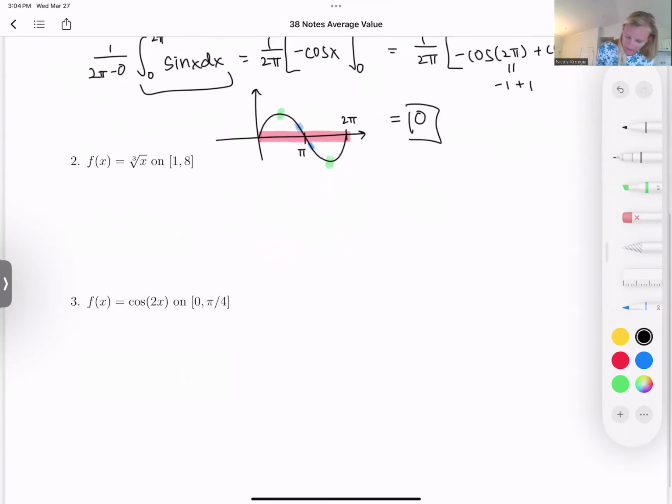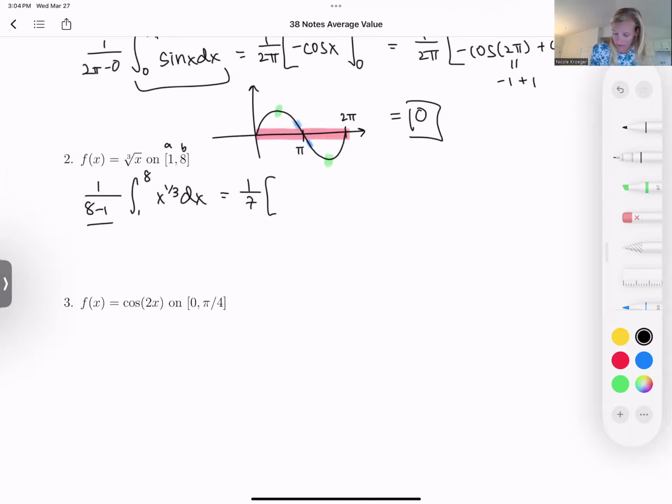If we look at this next one, we're going to have 1 over 8 minus 1. 1 is my a, 8 is my b, integral from 1 to 8 of the cube root of x, which is x to the 1/3, dx. So we're going to have a 1/7 out front. The antiderivative of x to the 1/3 is x to the 4/3 times 3/4. This one does not look like it's going to be pretty. From 1 to 8, we're going to do 1/7 times 3/4 times 8 to the 4/3 minus 1 to the 4/3, which will just be 1, so we'll just have a minus 1 there.